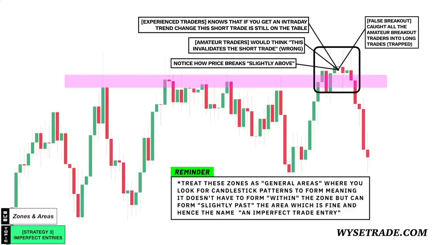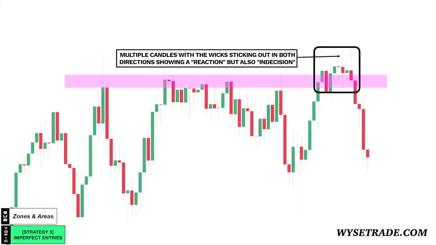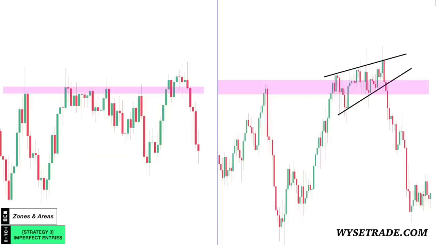This break above is also known as a false breakout, and amateur breakout traders all got trapped into long breakout trades. Now, as price entered the area, you had multiple candles with the wicks sticking out in both directions, which shows a reaction and indecision at the area. As always, we need a trend change confirmation. So let's pull up a lower time frame, specifically the 2-hour time frame, and put it beside this one. On the left is the 8-hour time frame we just looked at, and on the right is the 2-hour time frame of the same asset.